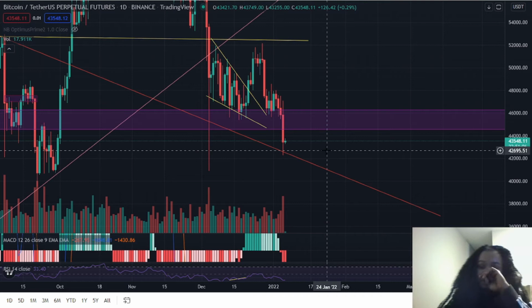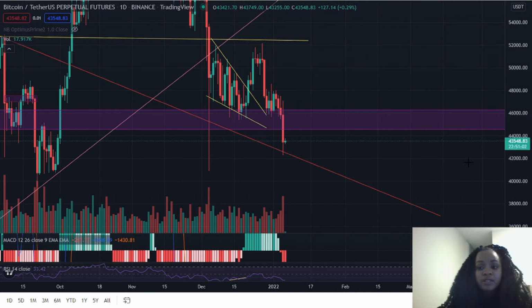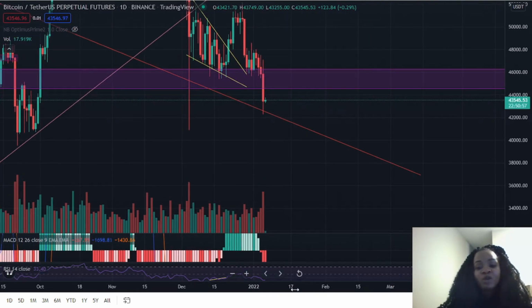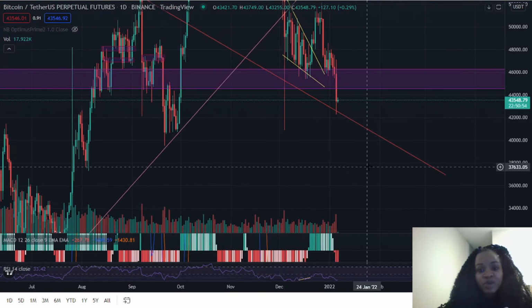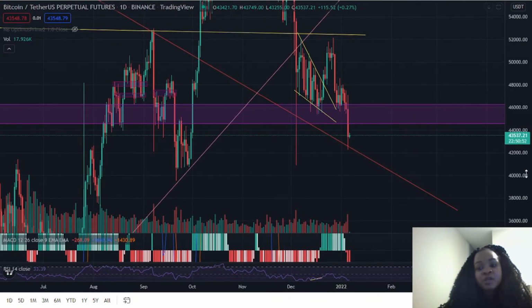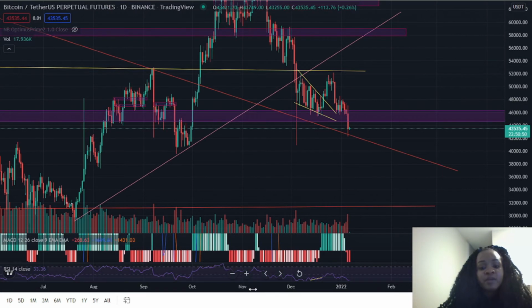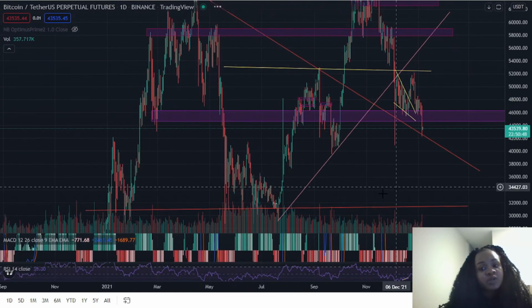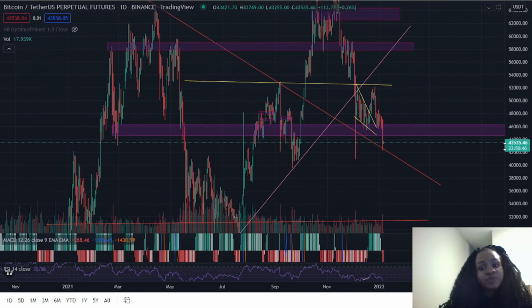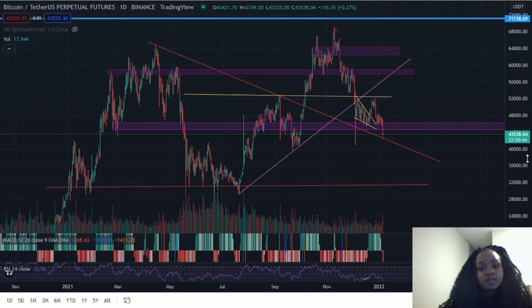Okay, so we're gonna see what's gonna happen. We're gonna see if this is a false breakout or not. But there's so many things going on, and I don't want to confuse you guys, but there's actually more going on, because on the weekly time frame there's also a falling wedge. There's a falling wedge here that I didn't show you guys. A falling wedge is a bullish pattern.